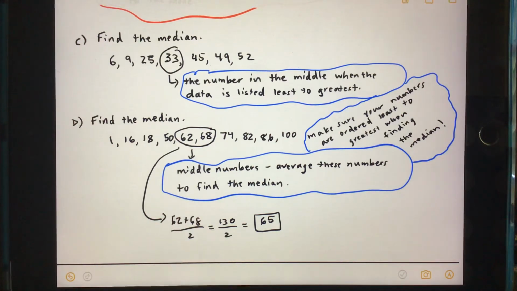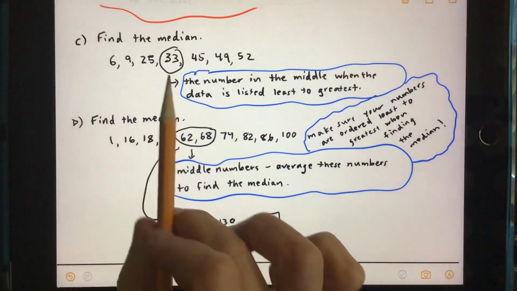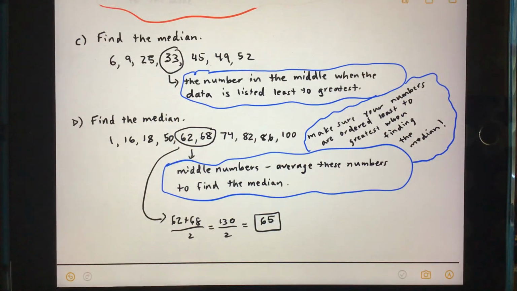So if you have 2 values in the middle of your data set, to find the median you average them, add them up, divide by 2. If there's only 1 value in the middle of your data set because you have an odd number of values, then there is no calculation that needs to be done. That middle number would be your median.